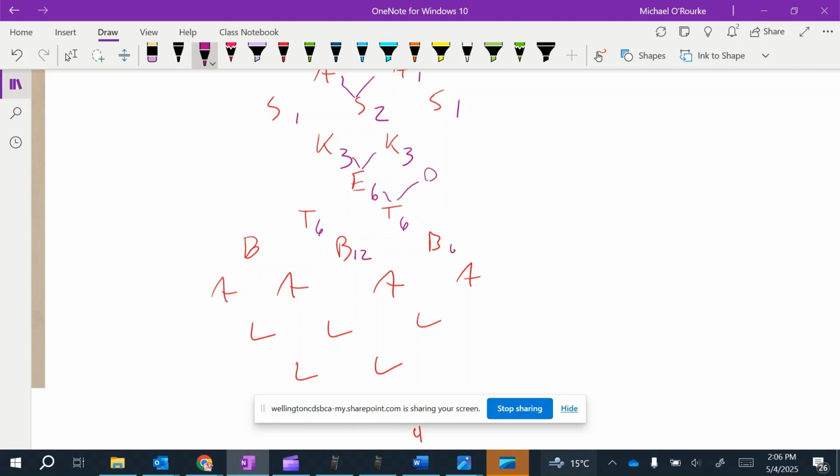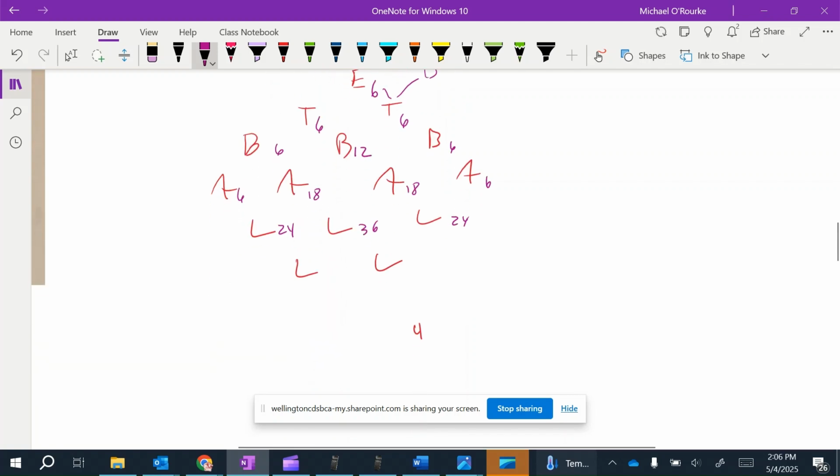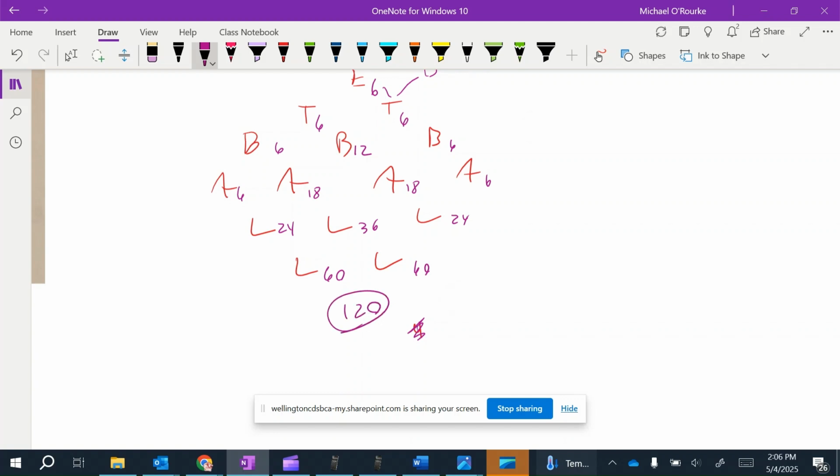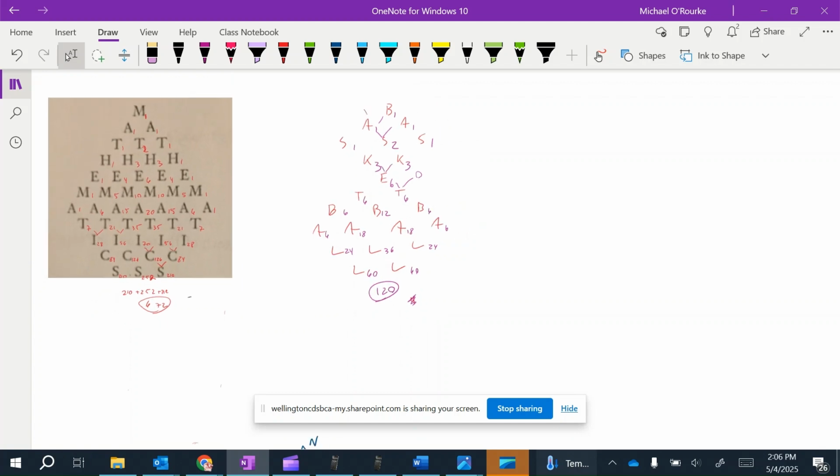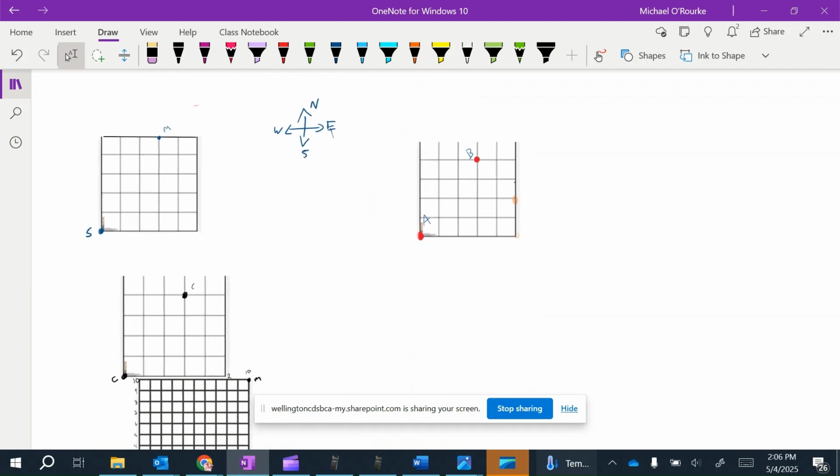It's going to be 12 and 6 and 6. 6 still over here, 18, 18 and 6. 24, 24, 36. And that's going to be 4 is 40, 60, and 60. So the answer is going to be 120 all the way through. Okay. So that's one way we can do that. So now the fun part.